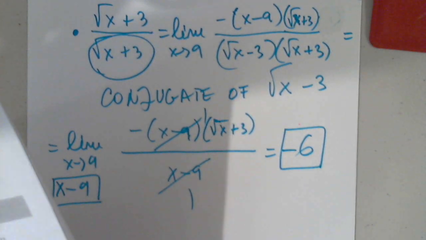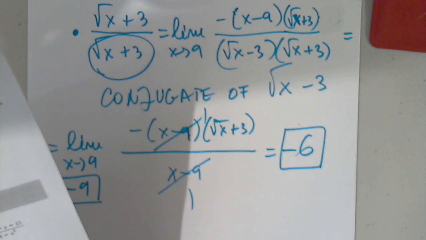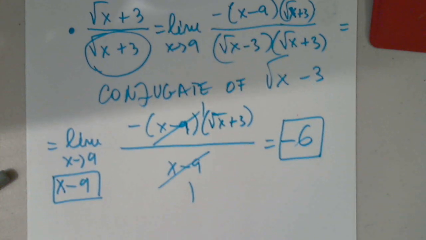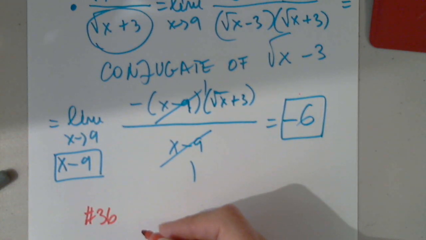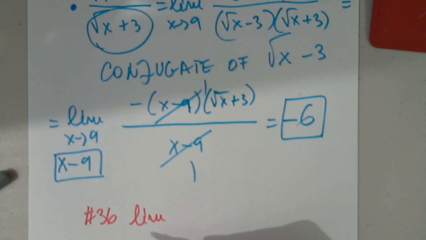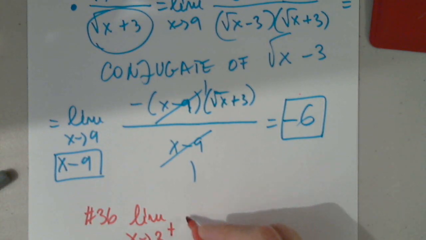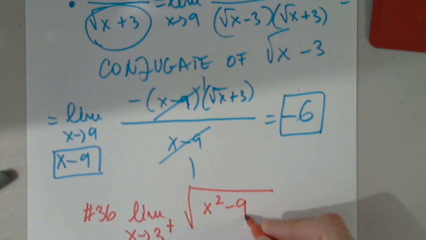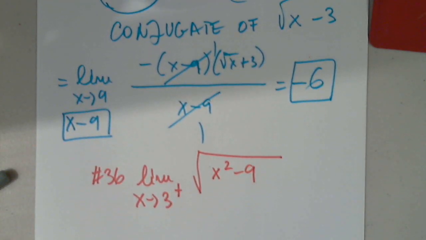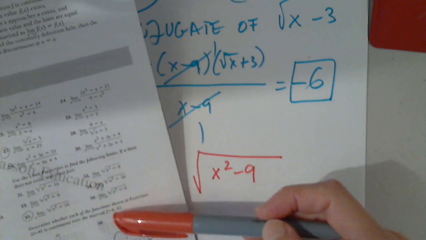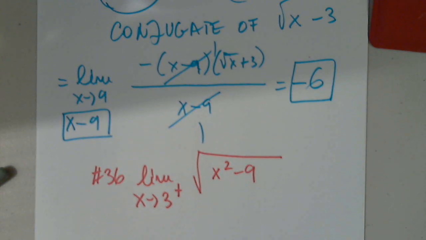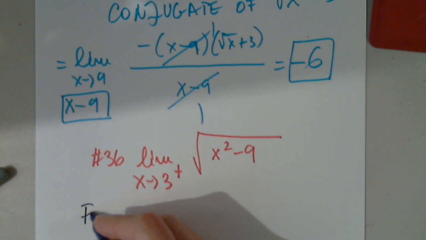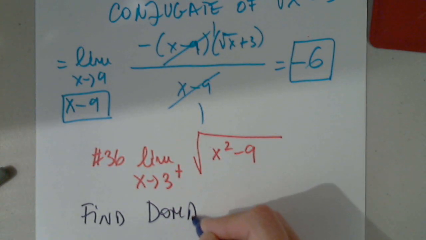I'm looking at another radical situation, like, let's say, 36. And we have limit as x approaches 3 from the right of the square root of x squared minus 9. In all these limits from 31 to 36, we must find the domain of this function. Find domain first.